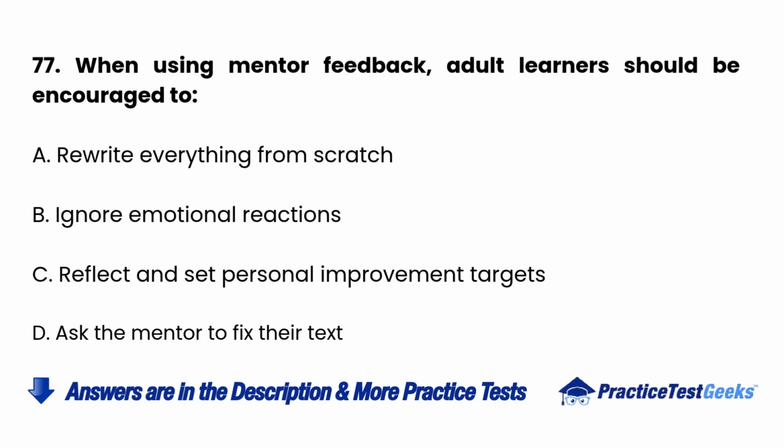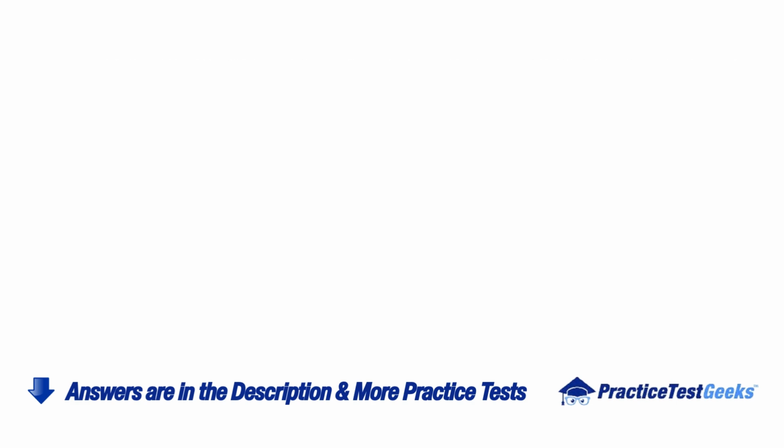77. When using mentor feedback, adult learners should be encouraged to A. Rewrite everything from scratch. B. Ignore emotional reactions. C. Reflect and set personal improvement targets. D. Ask the mentor to fix their text.